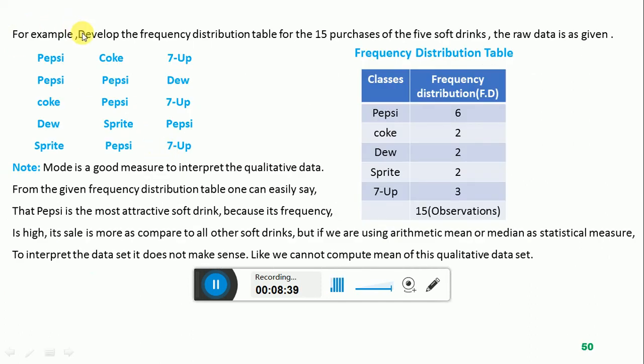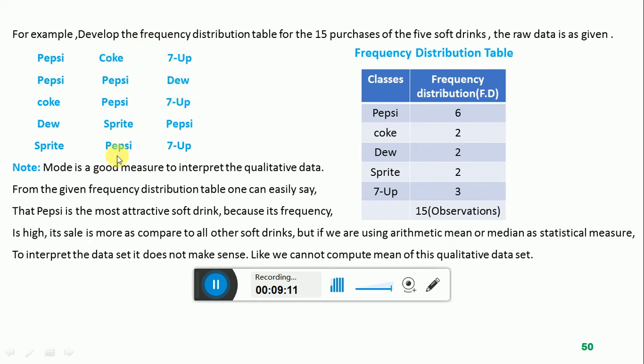Now I am further clarifying the concept of mode by putting another example, of how a statistician can use mode to interpret a given large data set in group form or in classes form. So let me put this example. For example, develop the frequency distribution table for the 15 purchases of the 5 soft drinks. The raw data is as given.